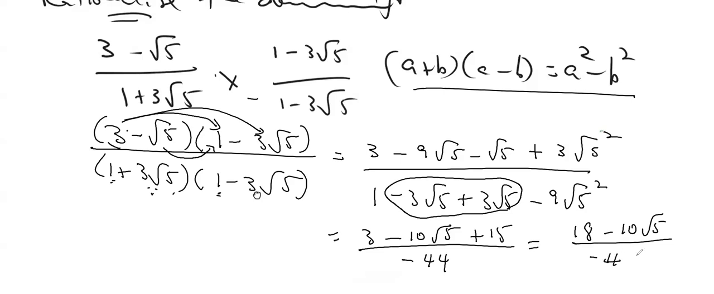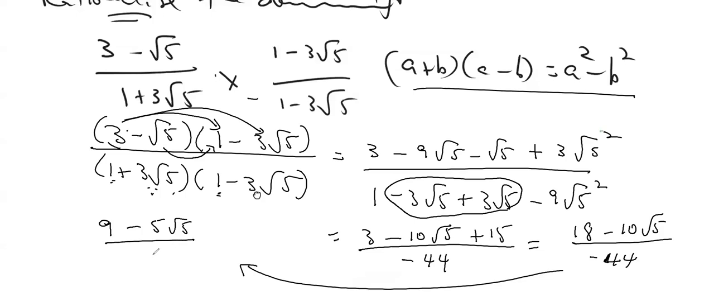minus 44. So this can be simplified further. If you watch it well, you can actually divide by 2. If you divide everything by 2, so let me take everything this way, we have 9 minus 5 root 5 over minus 22.